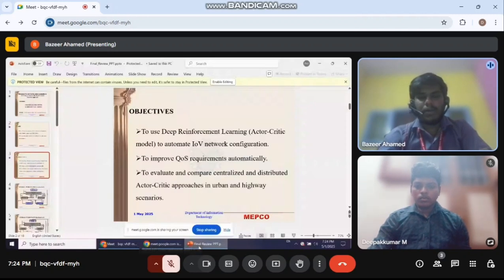And now the objectives. We have objectives like to automate the network configuration, to use two neural networks, actor and critic, to ensure that the system is working the right way within the vehicles, and to also enhance the QoS, quality of service, of the business requirements. And we also have two algorithms: one is a centralized and another is a distributed approach in the multi-agent actor-critic algorithm.